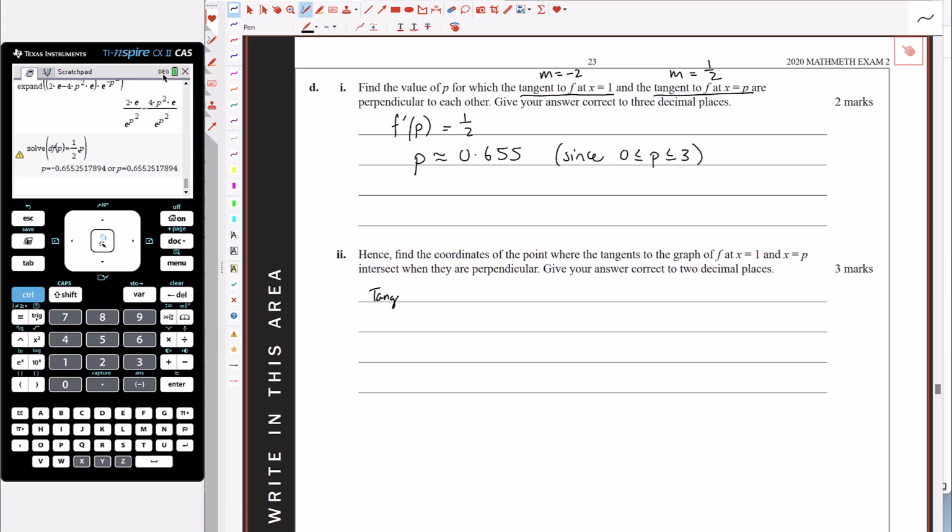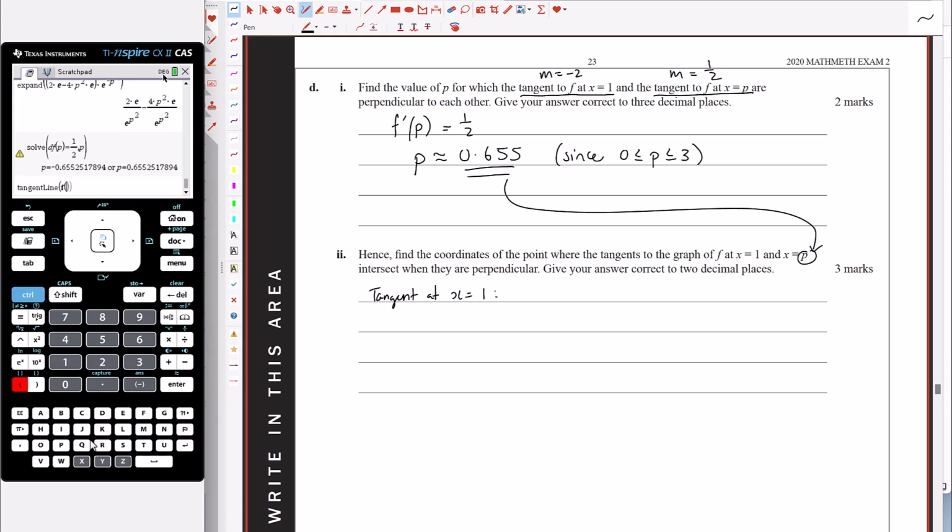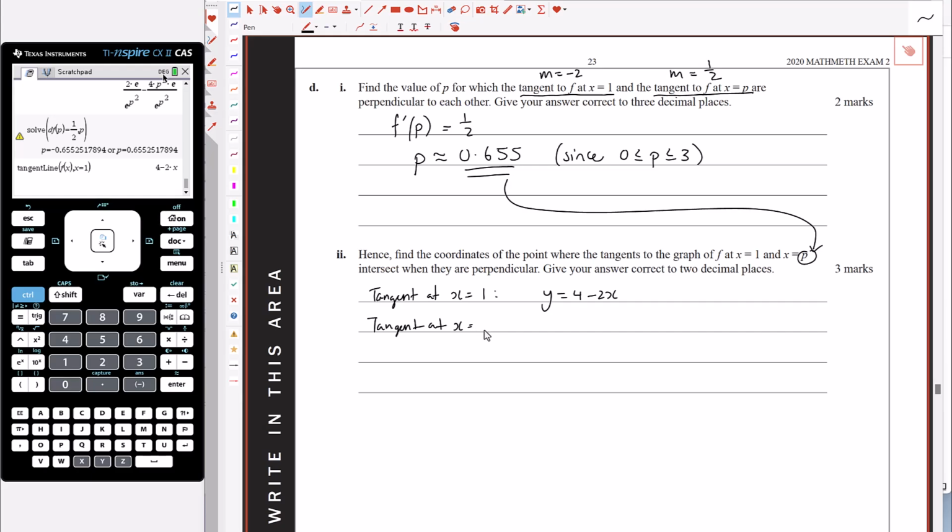Okay, so tangent at x equals 1. Remember, it's when they're perpendicular, and we already know when they're perpendicular, p is that value, so we're going to be using that value for p. So the tangent at x equals 1, Menu 4, 9 for tangent to f of x when x equals 1. Okay, so it's y equals 4 minus 2x, and we want the tangent at x equals that, 0.655.